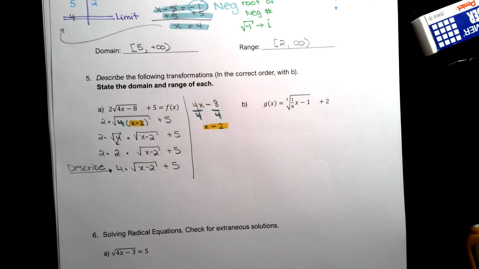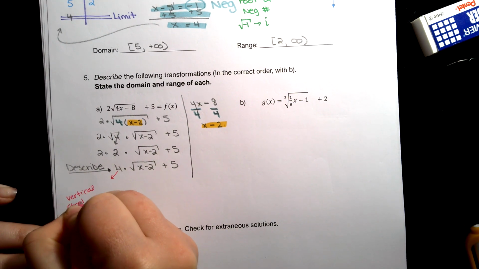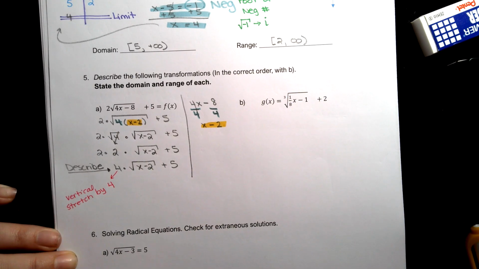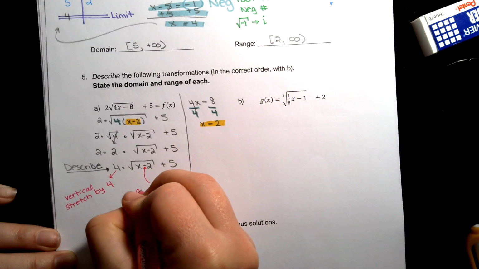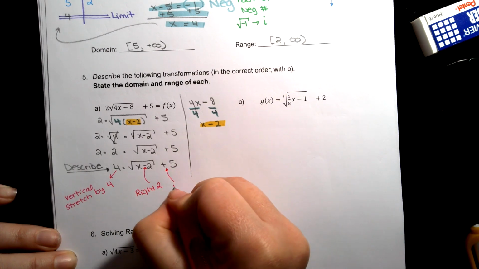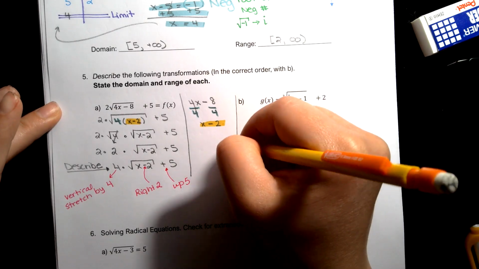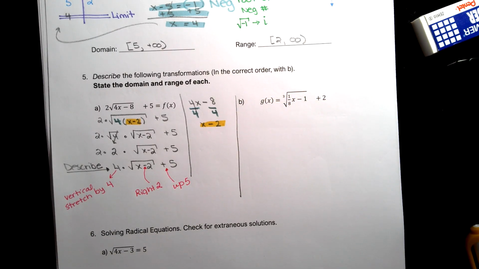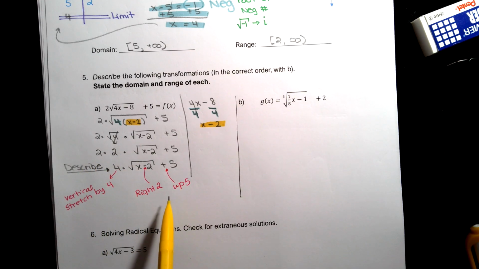So, arrow system, we have a vertical stretch by 4. Looking at the opposite of what we see on the inside, we have a right 2 for our h value. And for our k value, we have an up 5. Again, order does matter in what you're doing. Step number 1, factor out your b, keep it inside of your root. Simplify your root by splitting it up using multiplication. Simplify any radicals that you need to simplify, and then describe at the end.